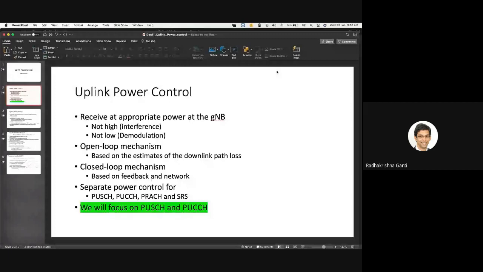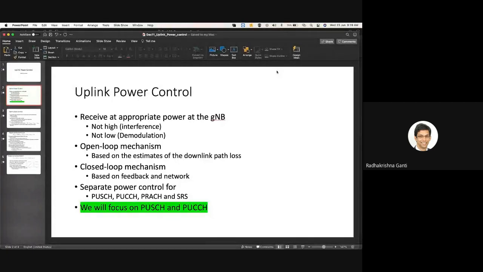Then the next thing is called the closed loop mechanism. In the closed loop mechanism, the UE tries to compensate some of the path loss. Then the base station sends feedback saying that it is receiving low power, so the UE is asked to increase its power. Or if the base station is receiving a higher power, it will ask the UE to reduce its power. Based on this mechanism, you try to maintain some kind of equilibrium so that you get good SNR for the UE.